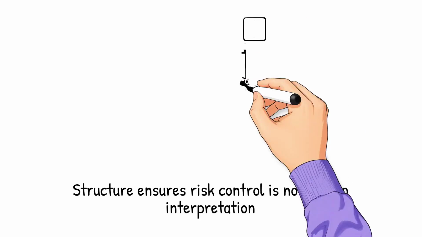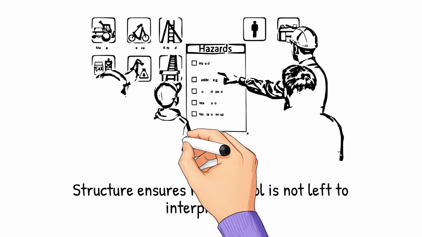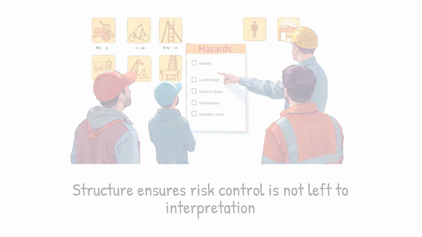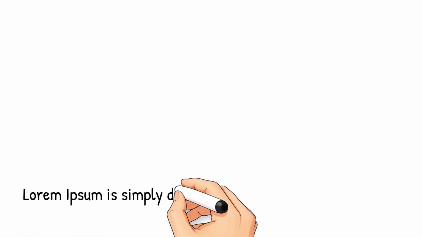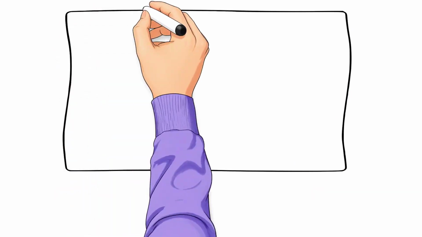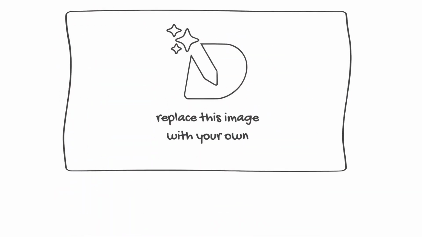The first component is hazard identification. This is where you clearly define what could cause harm. It might be machinery movement, chemical exposure, working at height, confined spaces, or even ergonomic strain. The key is clarity. A vague hazard leads to vague controls. A precise hazard leads to precise controls.